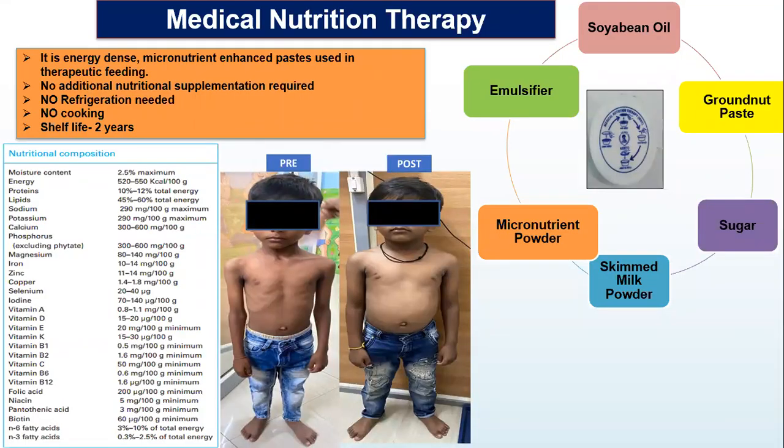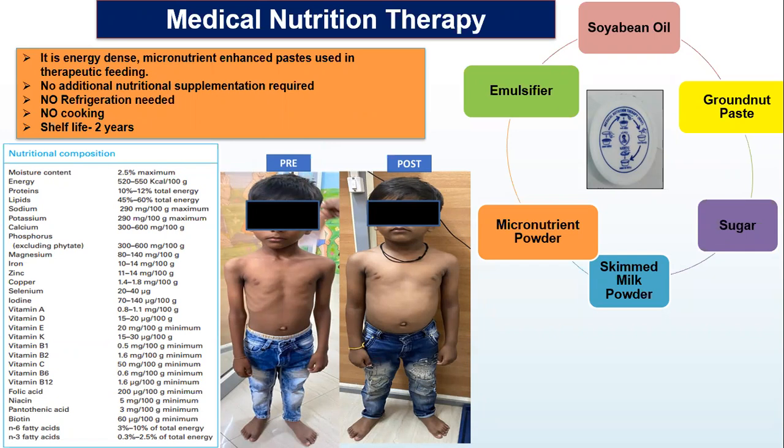Since we are fortunate to have a Nutrition Rehabilitation Research Training Center, that is NRRTC, and we are the nodal NRC center for the city of Mumbai, we have developed our innovative medical nutrition therapy. We call it MNT. It is nothing but a mixture of soybean oil, groundnut paste, sugar, skim milk powder, micronutrient powder, and an emulsifier. One cup of the MNT gives roughly 560 kilocalories and around 14.6 grams of protein.